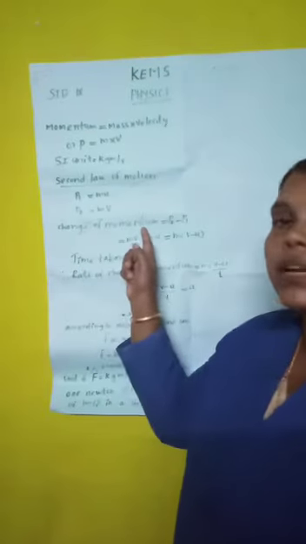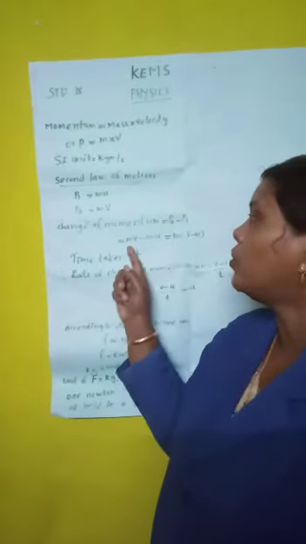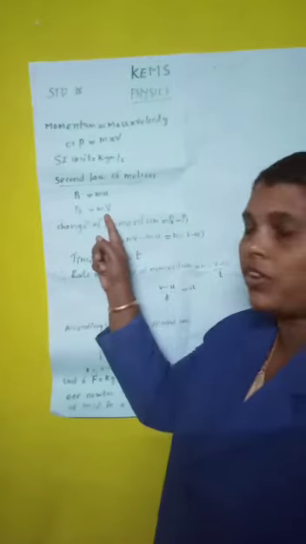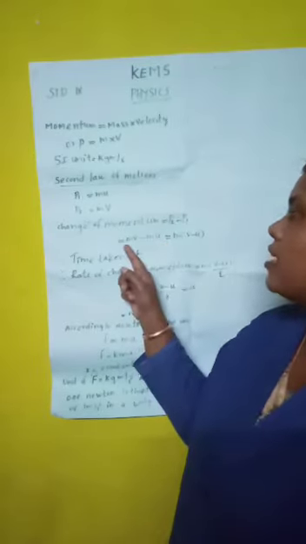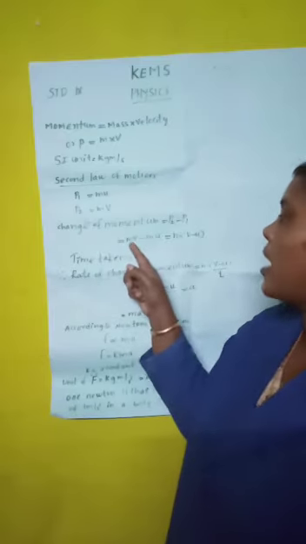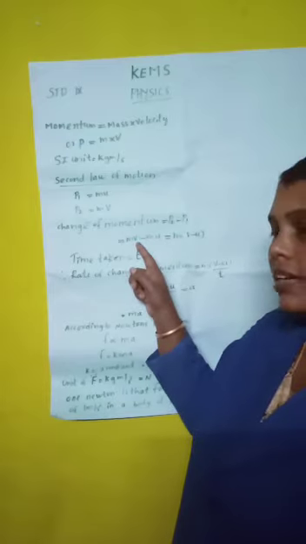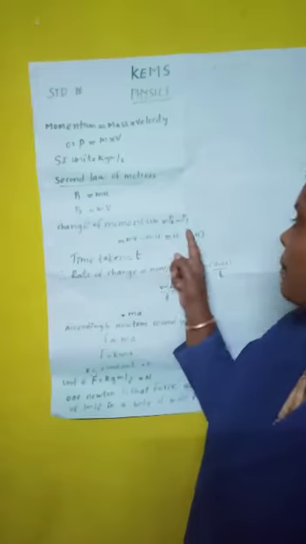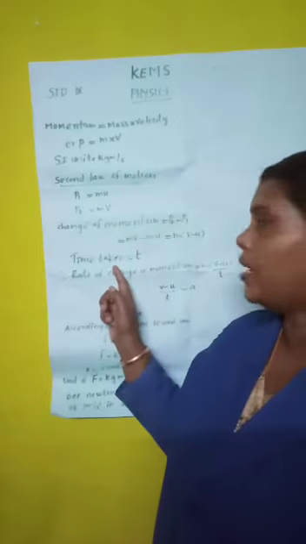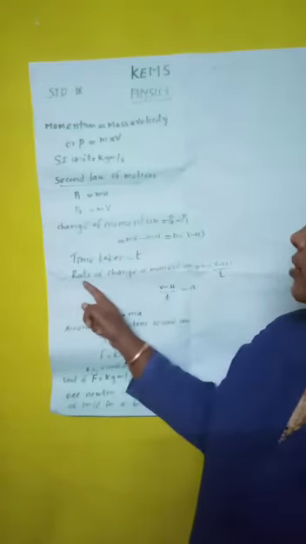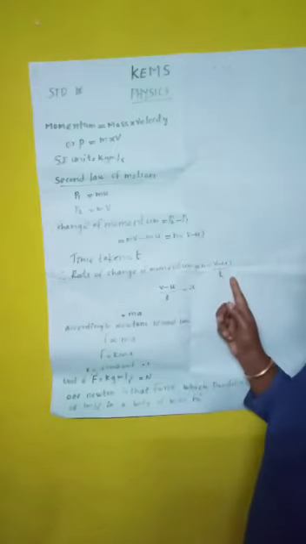Therefore, change of momentum is equal to P2 minus P1. P2 is mv and P1 is mu. Substituting in this equation, we get change of momentum is equal to mv minus mu. Here m is a common factor, so we can take it outside: m into (v minus u). This change of momentum takes place in time t. Therefore, rate of change of momentum is equal to m into (v minus u) divided by t.